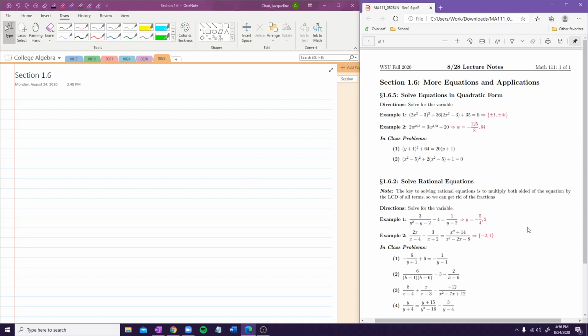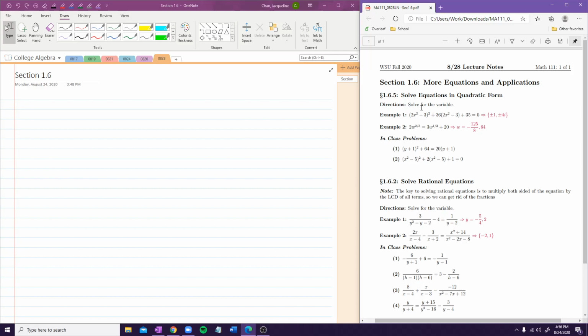Everyone. So today we will be covering section 1.6, which is more equations and applications. If you look at my notes over here, as you can see, we're going to kind of jump around in this section, and we're going to do section 1.6.5 first, which is solving equations in the quadratic form.